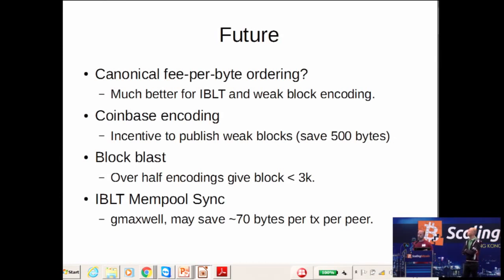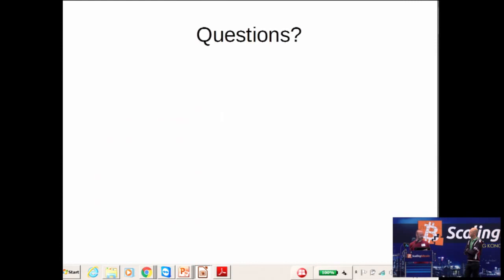And if blocks are really, really small, we can send them out unsolicited and drop the latency of the network significantly that way. And finally, I wanted to mention we can use IBLT to synchronize mempools as well. Okay. Thank you. So we'll take questions.